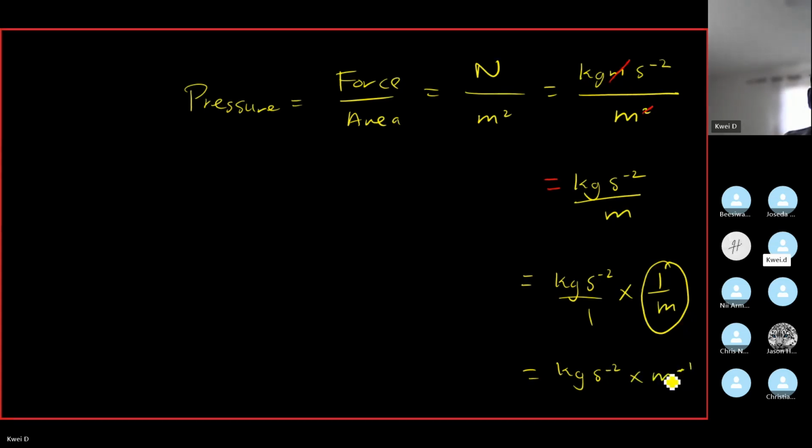So if you put all this together, basically you have kg s minus 2 m minus 1, but most of the time we bring the m before the s. So kg m minus 1 s minus 2. So all this is actually the pascal. But you don't have to remember this.